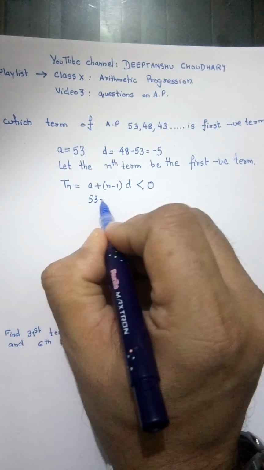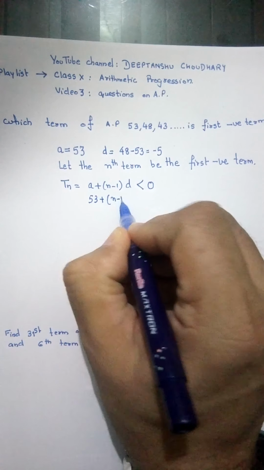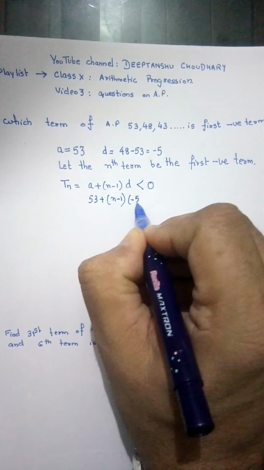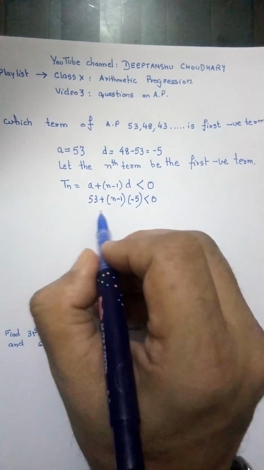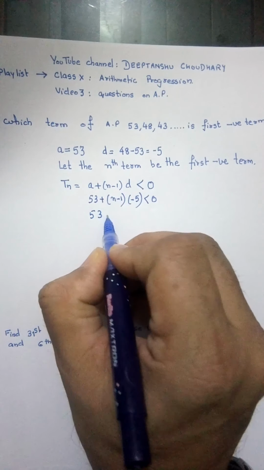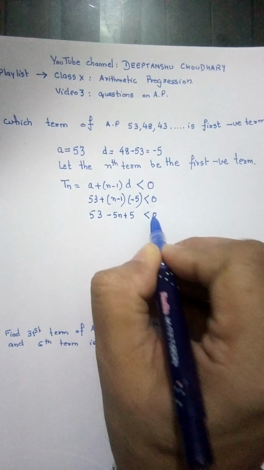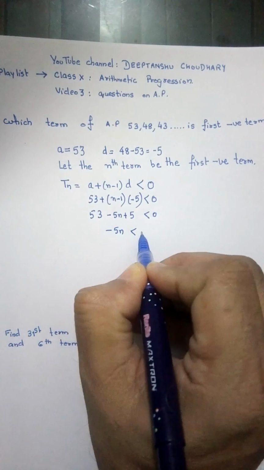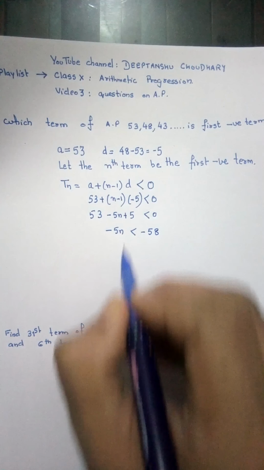53, A is 53, plus (n minus 1). I want to know n, so n minus 1 as it is. D value is minus 5, less than 0. So let me simplify this. Minus 5n plus 5 less than 0. So minus 5n is less than minus 58.